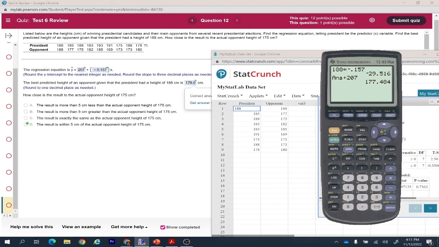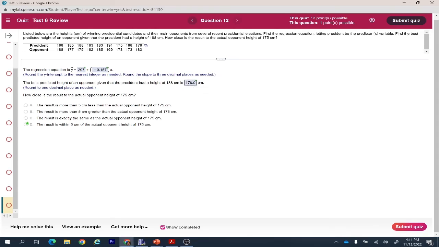Okay, this is not correct. It's supposed to be 177.5. And finally, how close is the result to the actual opponent height of 175? 175 is within 5 centimeters of the actual height. So here this is supposed to be 177.5.